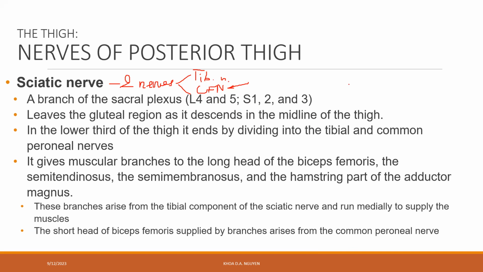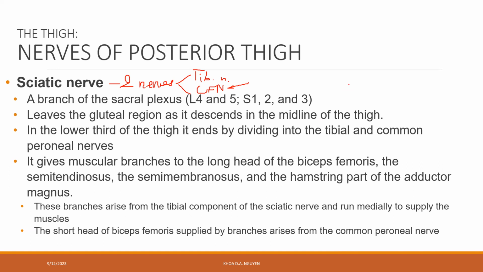Now, the sciatic nerve is going to leave the gluteal region and descend in the midline of the thigh. But how does it leave the gluteal region? It leaves the gluteal region by passing inferior to a muscle in the gluteal region. What is that muscle again? The piriformis muscle. Very good. So the piriformis is always going to be a demarcation for the superior portion of the sciatic nerve. The sciatic nerve always passes through the inferior margin of the piriformis as it goes down from the gluteal region and then in the midline of the posterior thigh.